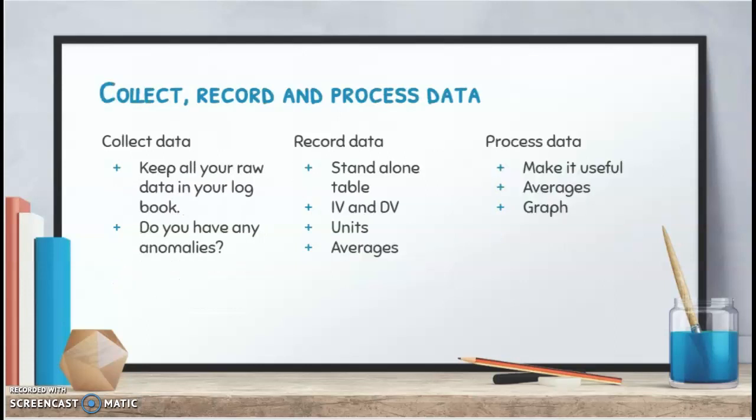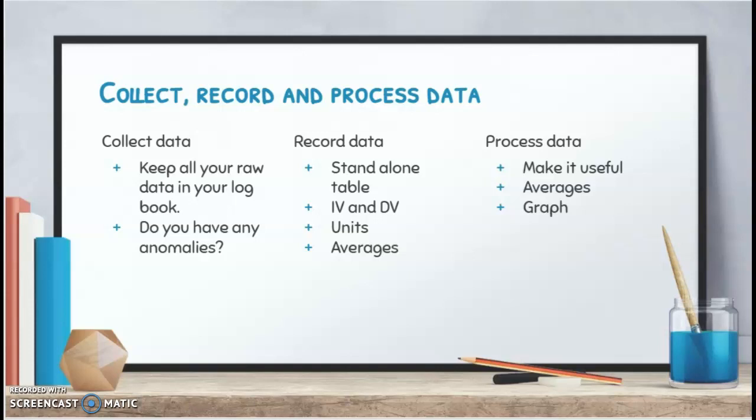Now, any data that you collect, you must keep in your logbook. So that will be your raw data. When you put that into your report, you need to put it into a standalone table. What this means is that if I found just your results table, I should actually be able to work out what you actually investigated. Make sure the table has really clear headings with the independent and the dependent variables on there, including units. Also, calculate averages.